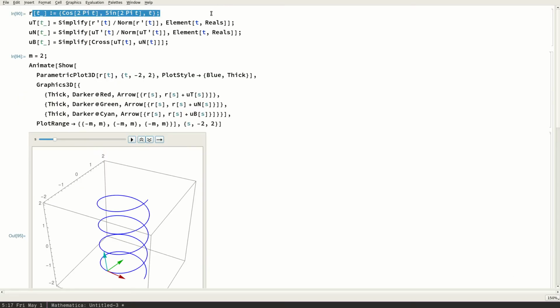So I have the vector valued function. I'm going to have it be a helix. So here's my helix: cosine 2 pi t, sine 2 pi t, and t.